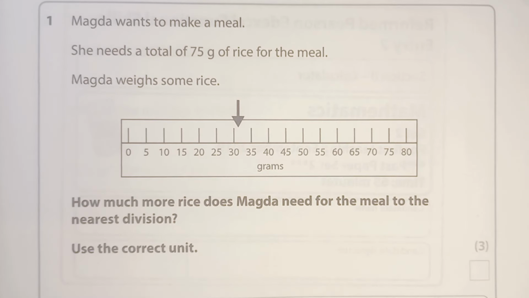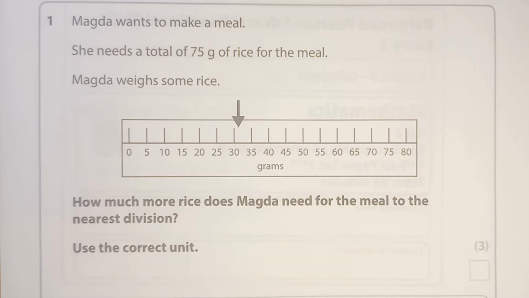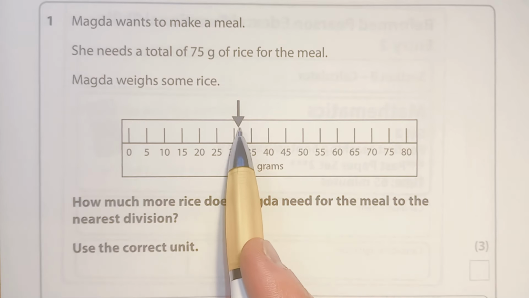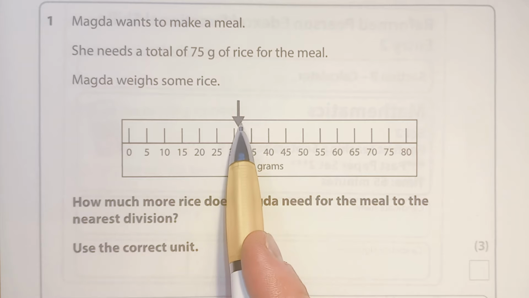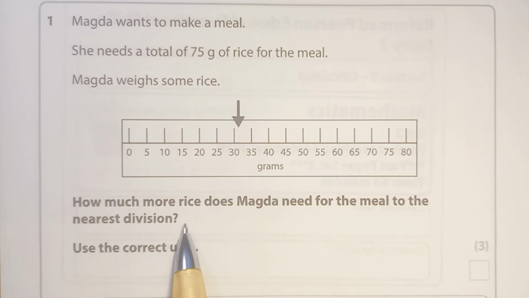Magda wants to make a meal. She needs a total of 75 grams of rice for the meal. Magda weighs some rice. So we've got this arrow here telling us on the scales how much she's got. How much more rice does Magda need for the meal to the nearest division?